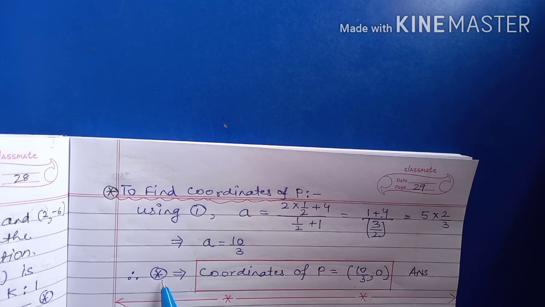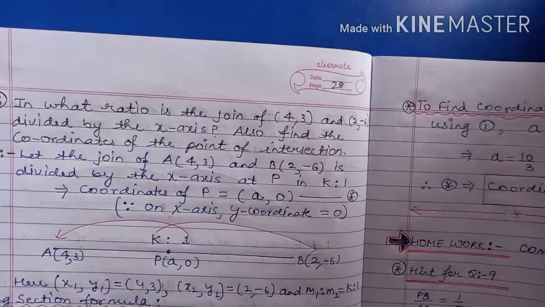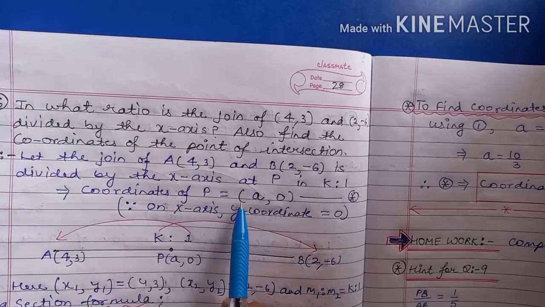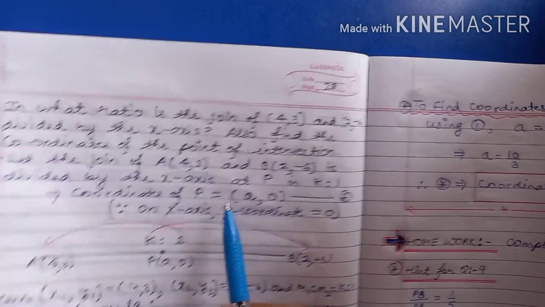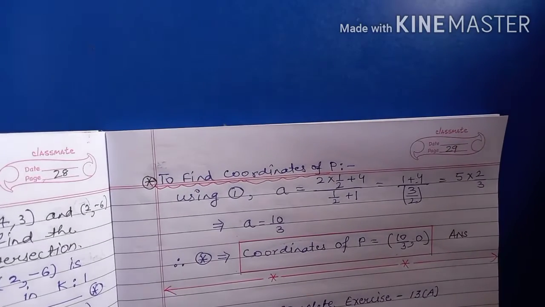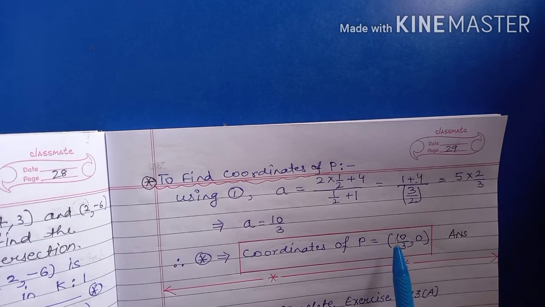So ultimately, in the result star, where we assumed that the coordinates of P are (A, 0), put the value of A here. So A is 10 by 3. So it means the coordinates of P is equal to (10 by 3, 0).